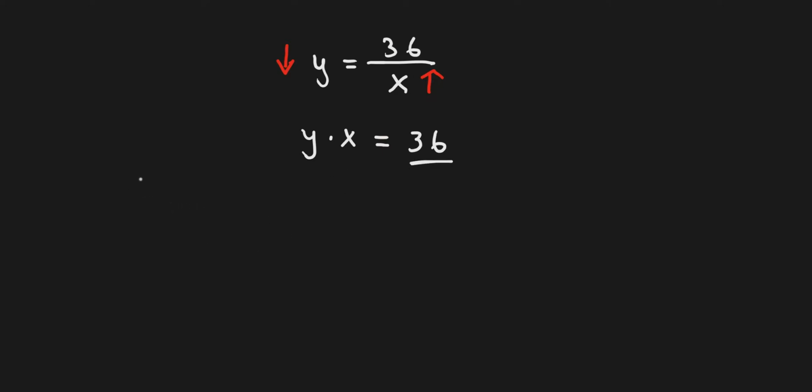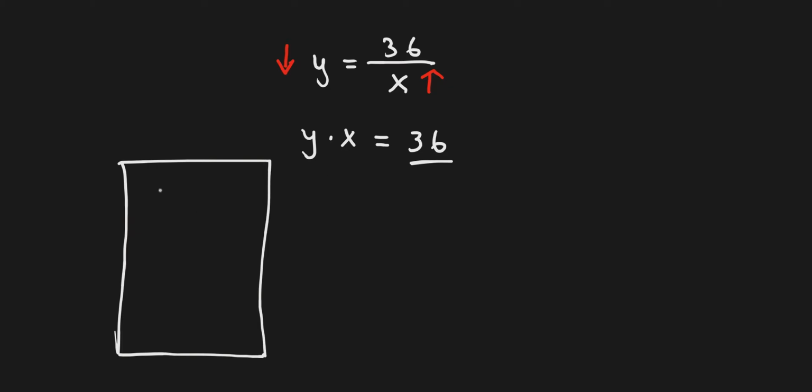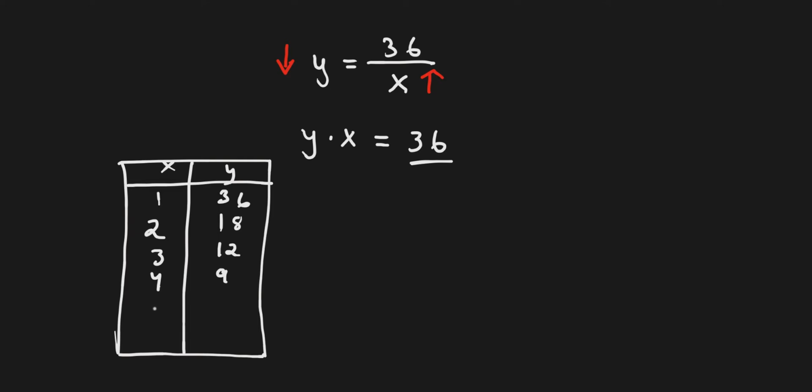Let me give you an example. Let's say that we had a table, and this table here is for this function right here, y equals 36 over x. So x, y. If x is, say, 1, y is going to be 36. If x is 2, y is going to be 18. If x is 3, y is going to be 12. If x is 4, y is going to be 9. And, of course, we can go on like that. Let's just do one more. If x is 9, y is going to be 4.